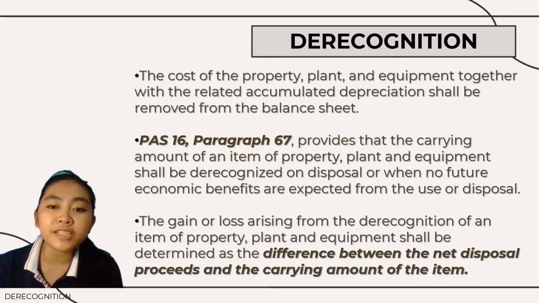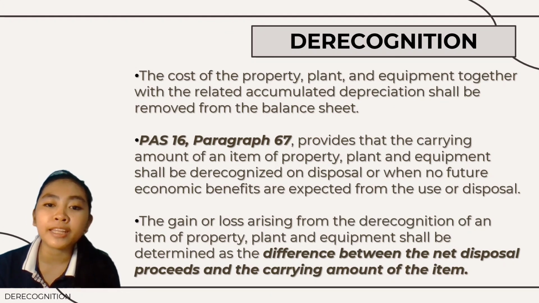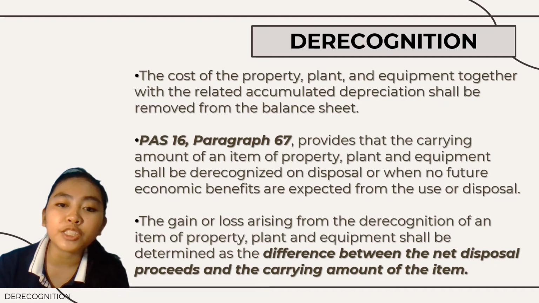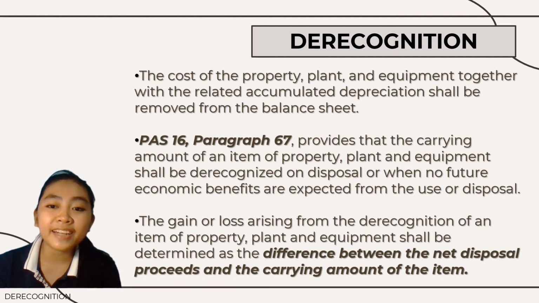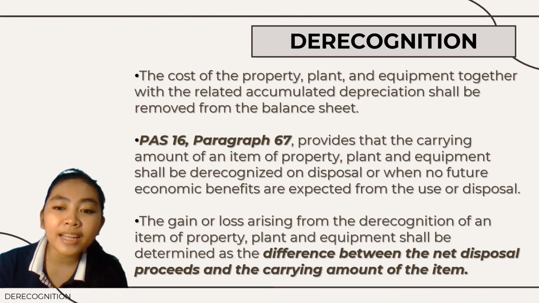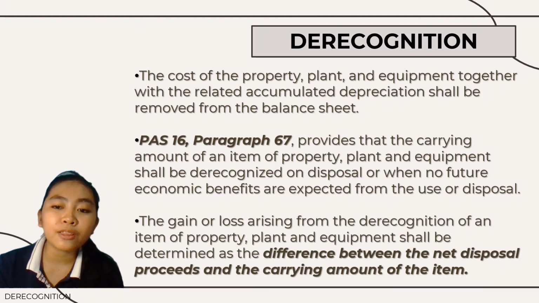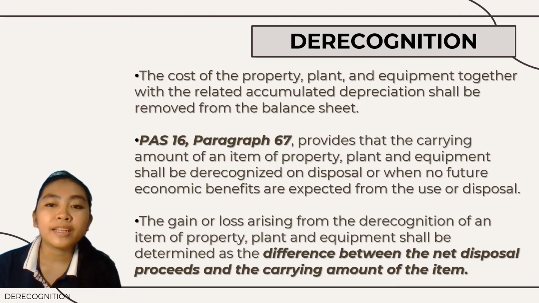The gain or loss arising from the derecognition of an item of property, plant, and equipment shall be determined as the difference between the net disposal proceeds and the carrying amount of the item. For example, if ang carrying amount na equipment ay 3K, tas naibenta ng 2,500, nag-accumulate ng loss of 500 pesos ang derecognition ng PPE. Meanwhile, kung 3,500 naman na ibenta yung PPE ay nag-accumulate naman ng gain na 500 pesos yung derecognition.